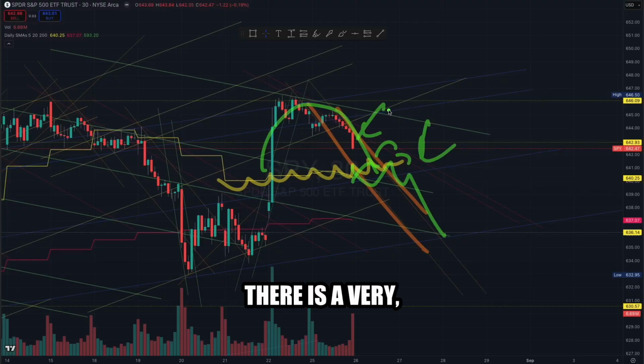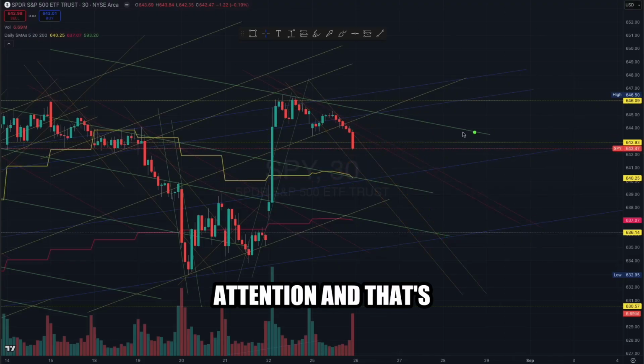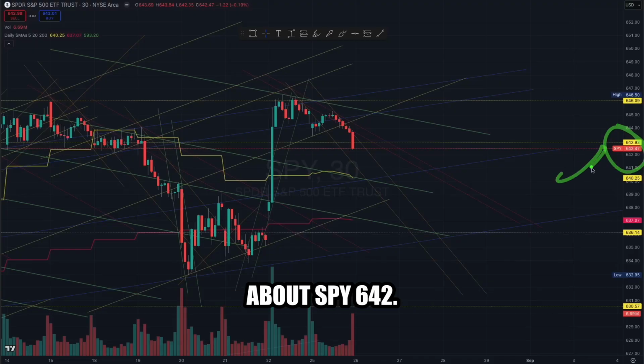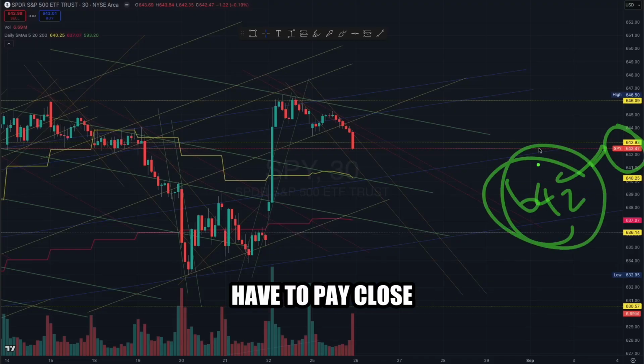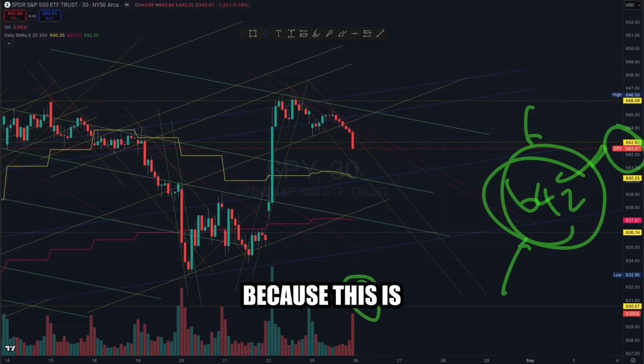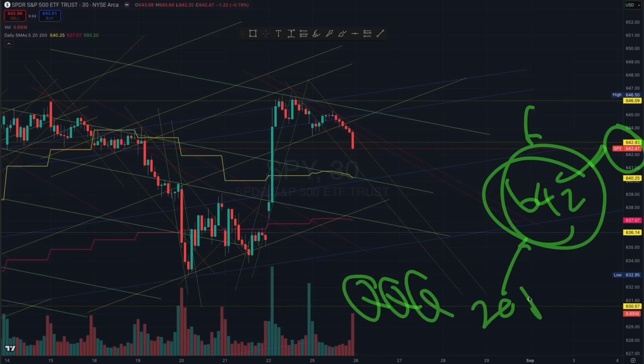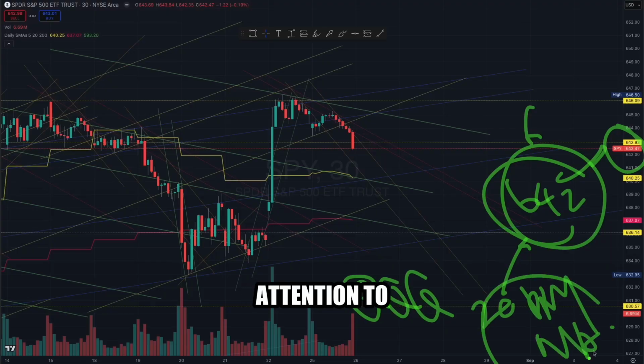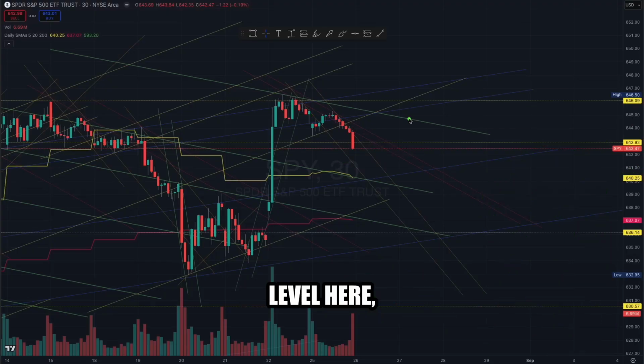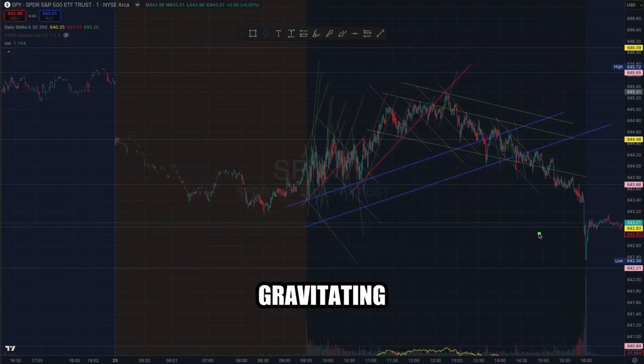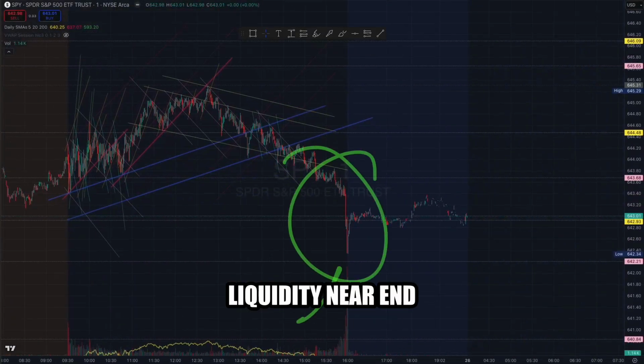Now, there is a very important point here you have to pay close attention to, and that's about SPY 642. You have to pay close attention here, because this is equivalent to the QQQ's 20-day moving average. So pay close attention to that, right? This particular level here, especially once we started gravitating towards that liquidity near end of day.